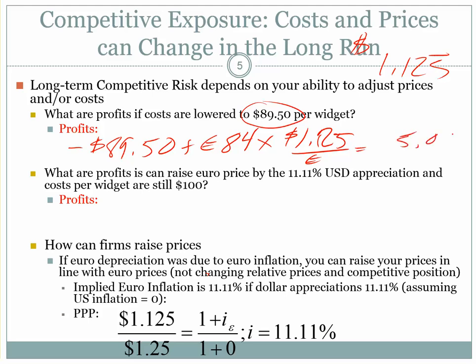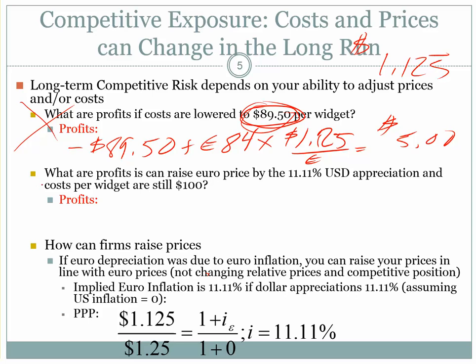We could be back to making $5 a widget. But this answer I really find nonsensical in that, well, what gives us the ability to cut costs? If we could cut costs from 100 to 89, we should have done it earlier and made $10 a widget. So let's say this answer is not real viable. So we'll look at something else.